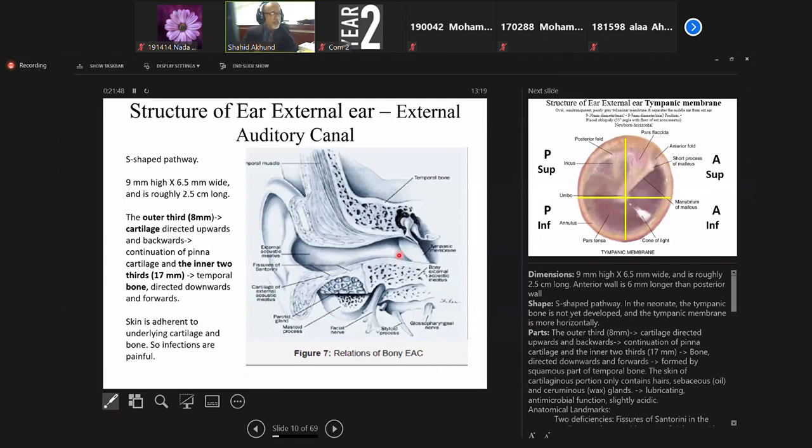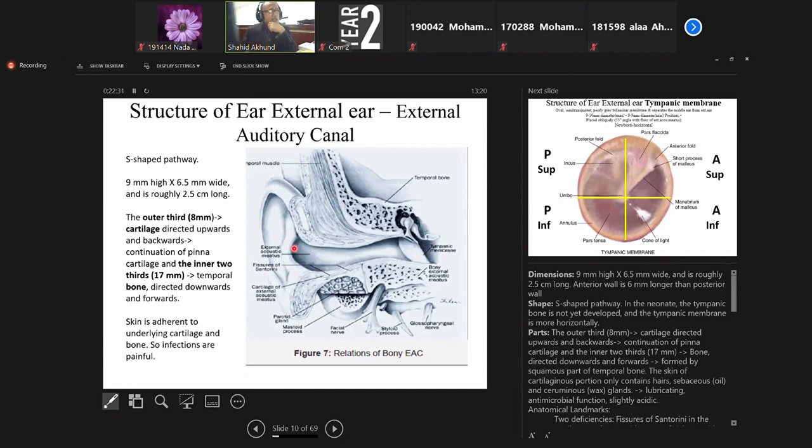Now, if you look at its wall, you can see that the outer 1/3 of it is made up of cartilage, while the inner 2/3 is bony. Okay, outer 1/3 cartilage, inner 2/3 is bony framework, which is forming the external auditory canal. Now you can see that the outer 1/3 is directed upward and backward, while the inner one is directed downwards and forwards. That's why we have an S shape or a sigmoid shape, a kind of bend like a letter S.